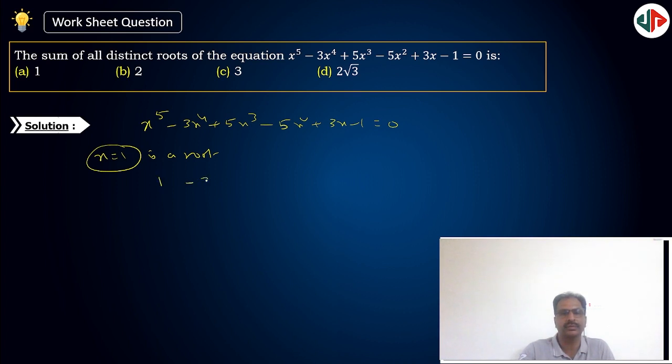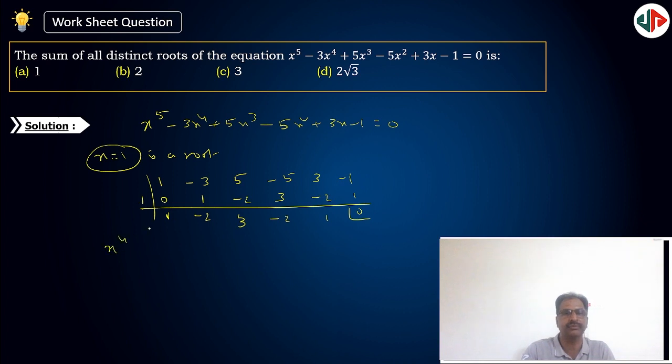Let us do synthetic division, Horner's method. After getting one root, I am doing synthetic division. Write 1 here, 0 here, add 1 and 0. Multiply 1 with 1, add 1 into minus 2, add 1 into 3, add. What is the quotient? Since the equation is of 5th degree, when divided once, the quotient will be of 4th degree: x power 4 minus 2x cube plus 3x square minus 2x plus 1 is equal to 0. So the remaining 4 roots will be roots of this equation.